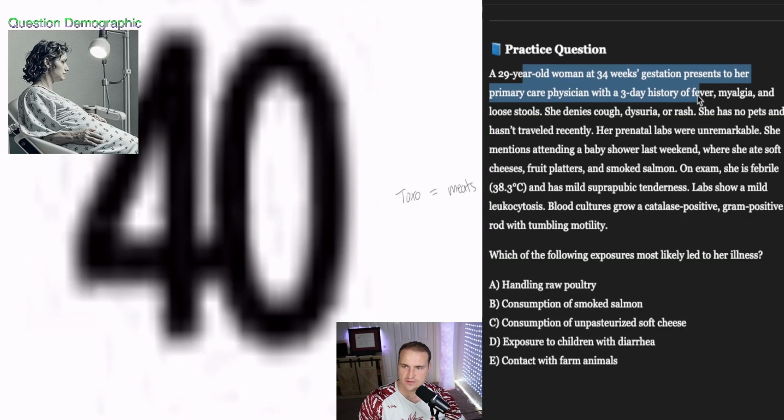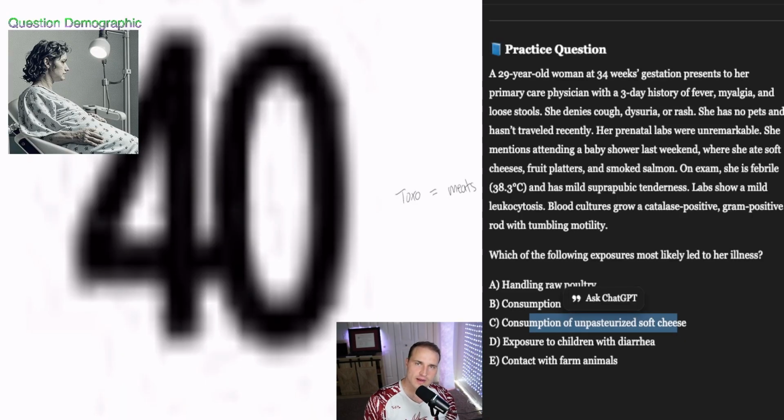physician with a 3-day history of fever, myalgia, loose stools. She denies cough, dysuria, and rash. She has no pets. She ate cheese, fruit platters, smoked salmon, febrile, leukocytosis, catalase positive, gram-positive with tumbling motility. What led to this? It's the eating of the soft cheese. Right, this is Listeria. So the blood culture shows small gram-positive rod.